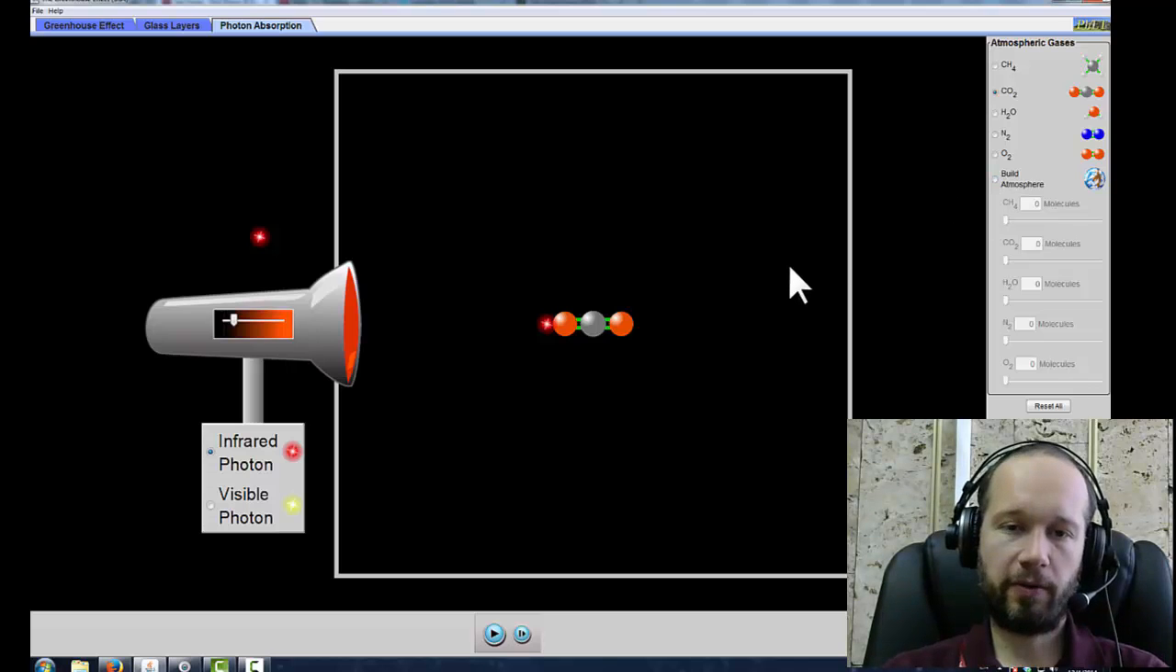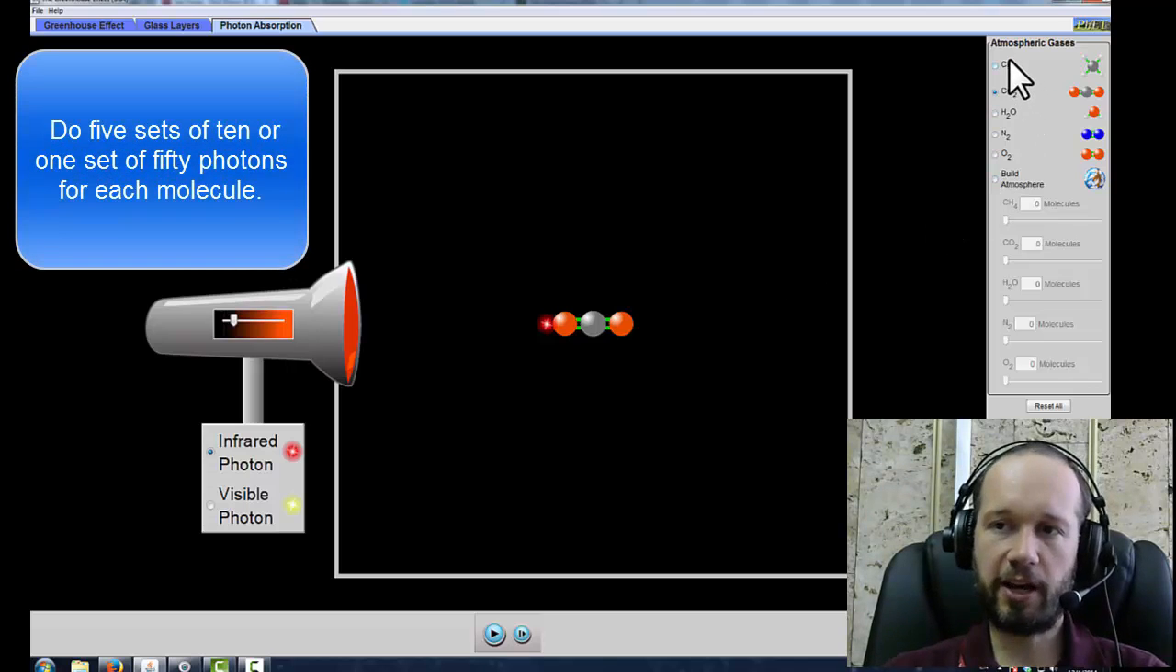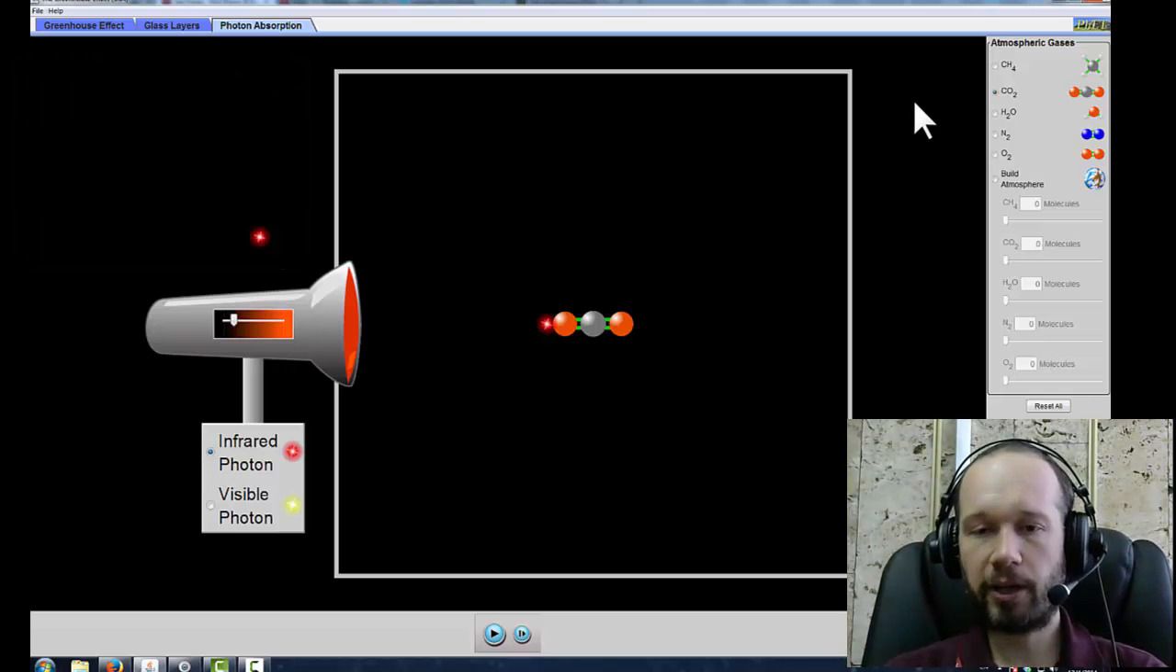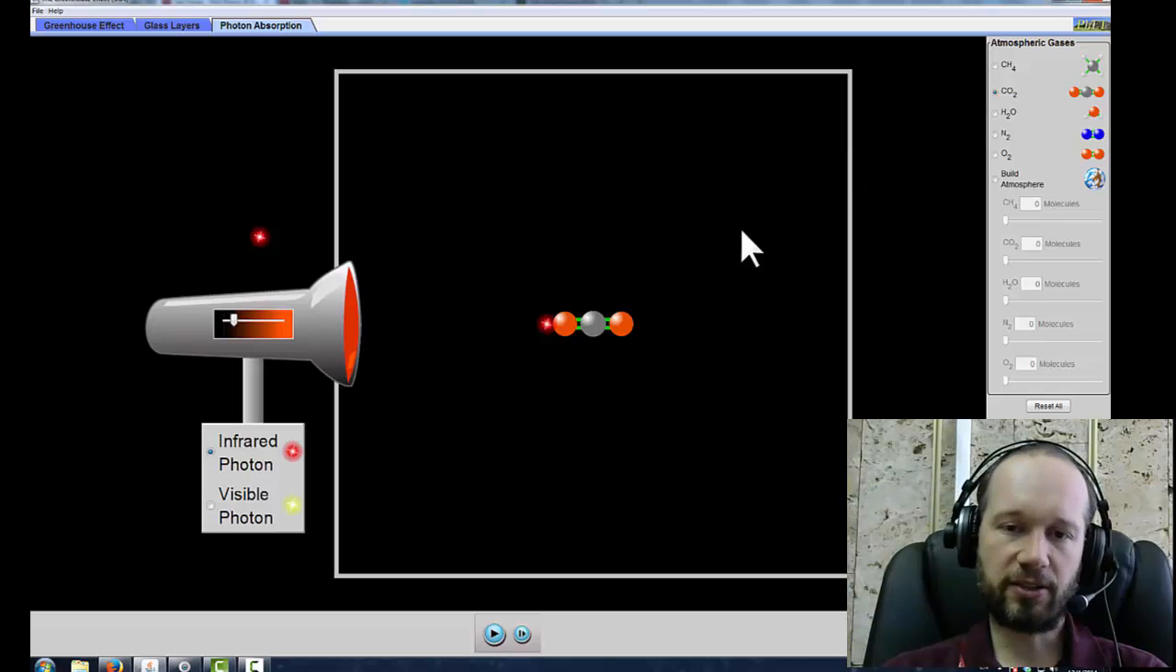And so to get at least some good idea about how effective these gases are, I want you to do 50 photons, and you can do either in sets of 10. So you do 10 for methane, 10 for carbon dioxide, 10 for water, and so forth. Or you can do just straight 50. So 50 for this, 50 for this gas, 50 for water, 50 for nitrogen, 50 for oxygen. And based on those numbers, I want you to formulate which of these gases is the most efficient greenhouse gas.